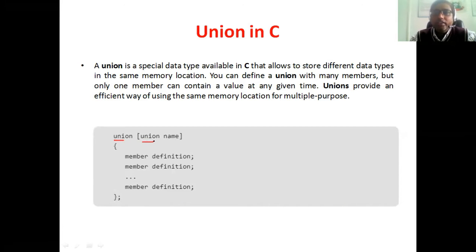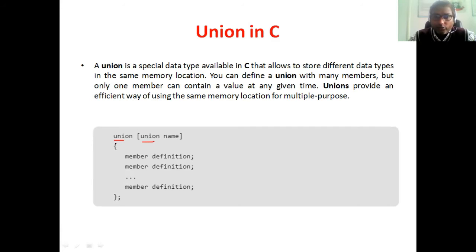Union name can be anything, but remember, whenever you are giving a name to any union or any structure or any function, the name should be relevant to your task. So it is easily understood by any person for what purpose we have defined this union or defined this structure or defined this function. So union always starts with the union keyword followed by the union name.